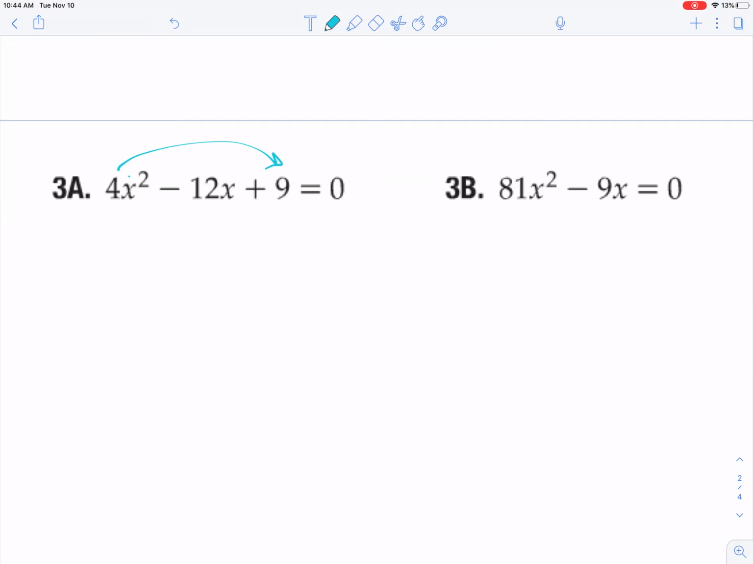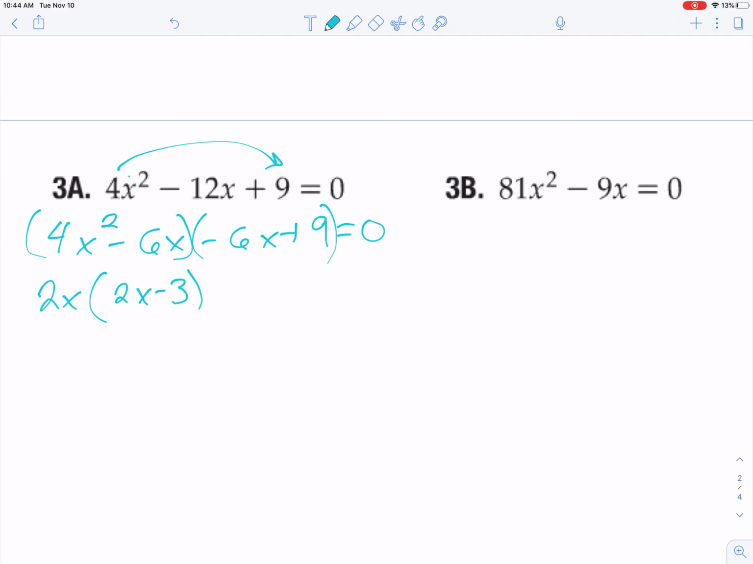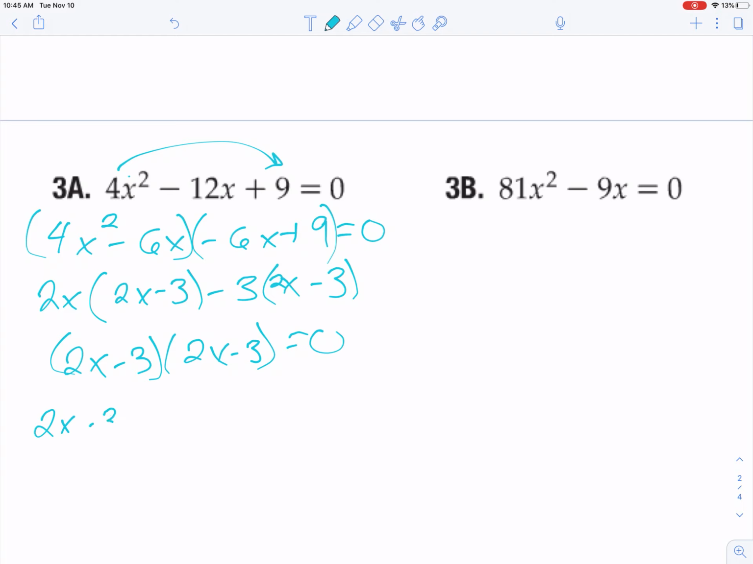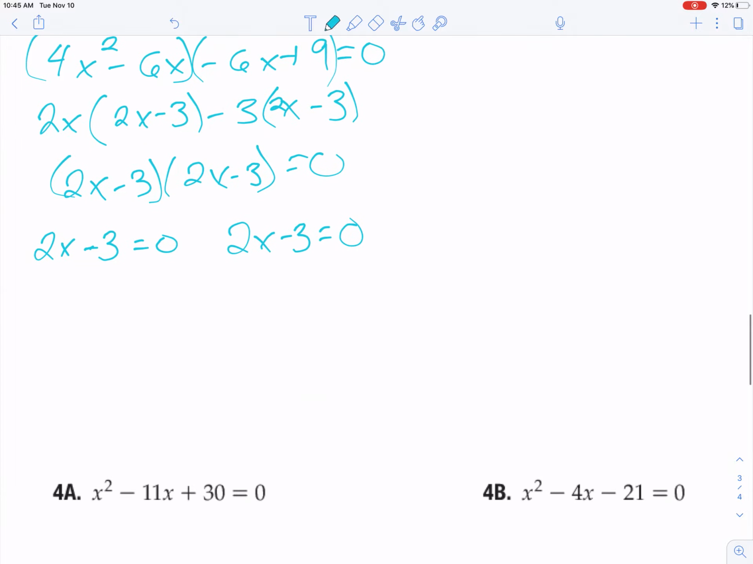This one, we would have found out that it was 4x squared minus 6x minus 6x plus 9. And when we do the grouping, we take out a 2x. This one I think will take out a negative 3. Oh, I end up with two equations that are the same, which I'm not really sure I need to take the time to solve both, right? Because aren't they both going to give me the same answer? And the answer they're going to give me is 3/2.